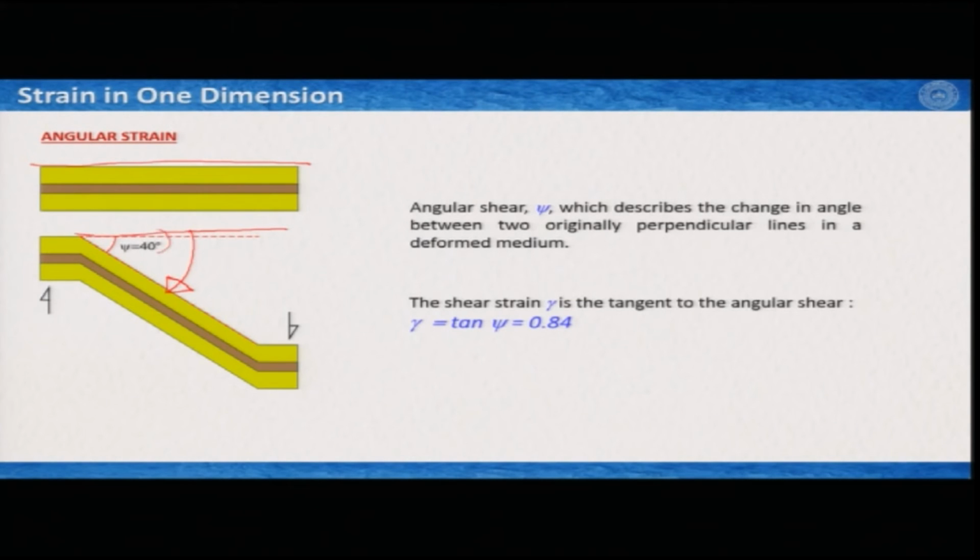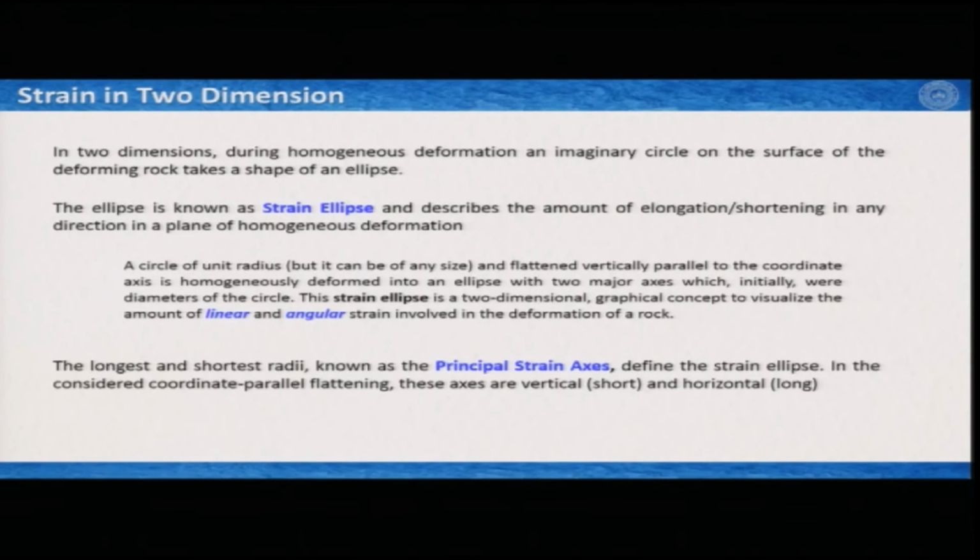So this angle, in this case 45 degrees. The angular strain, which is known as shear strain, which we generally call gamma, is the tangent of this angular shear angle. So in this case, because this is 40 degrees, it is 0.84. Again it is dimensionless.